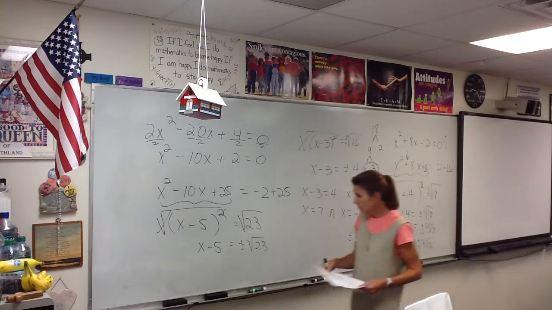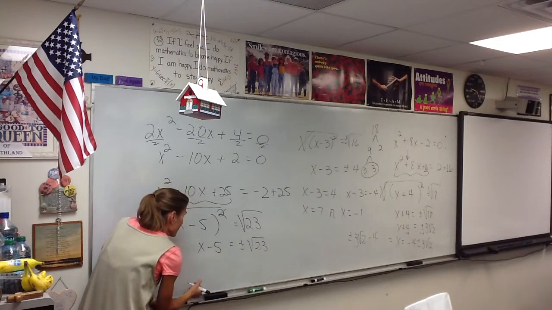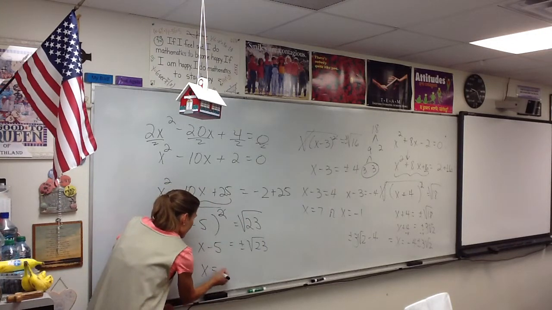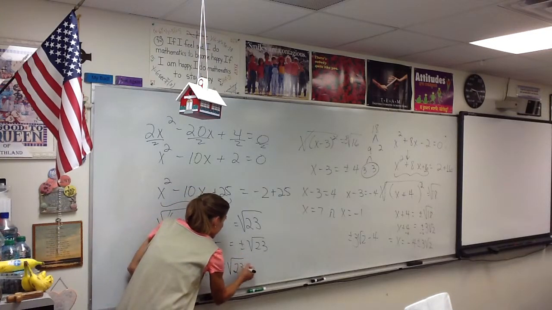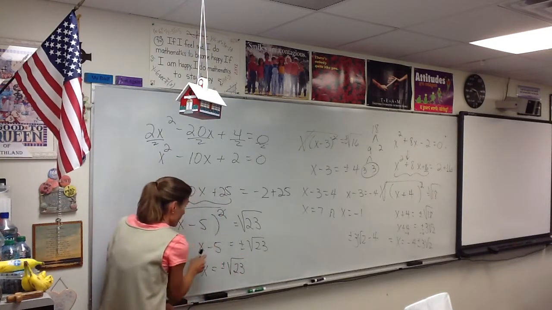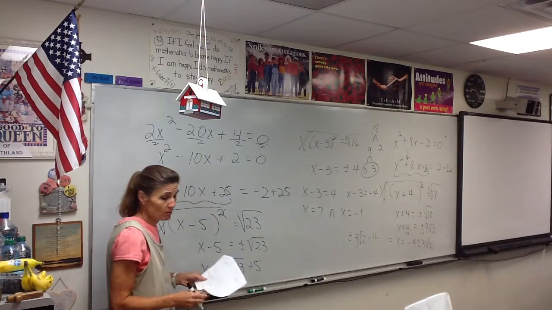Julia, what will be the answer to the question? Is it plus or minus radical 23 minus 5? Be careful. Oh, is it plus 5? Plus 5. There you go. Perfect, perfect, perfect.